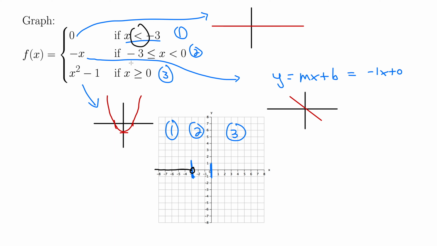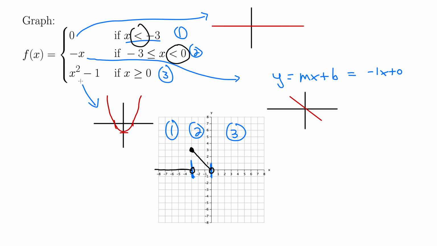Okay, then we switch to negative x in this middle region from negative 3 to 0. Okay, so we know what that looks like. It's a perfect diagonal line going down, and this is inclusive here at negative 3 because we have that equal sign on there, so it's going to be a closed circle, and then it comes down in a perfect diagonal here to 0, and then we have an open circle again because it's less than but not equal to 0.